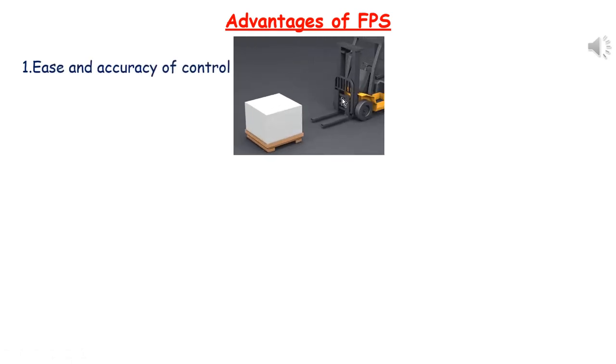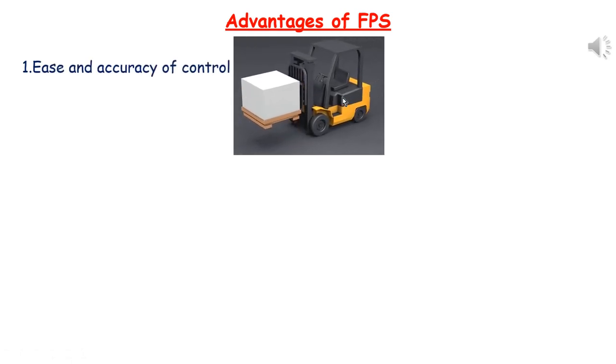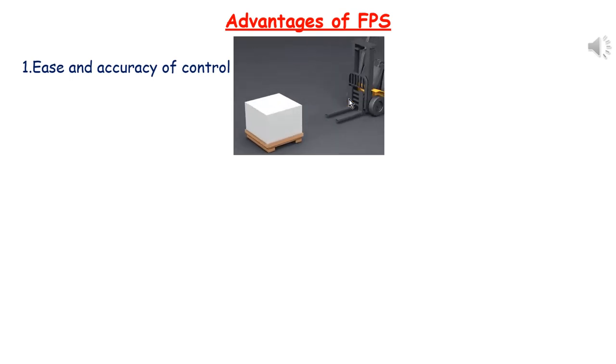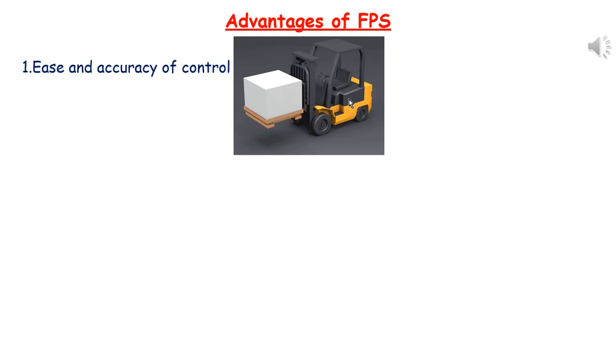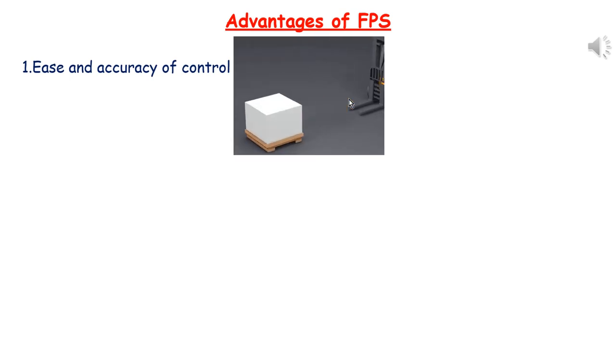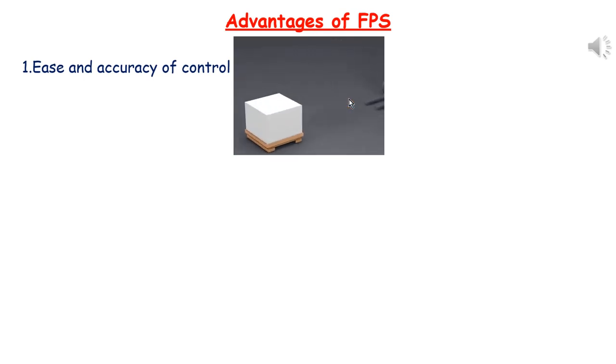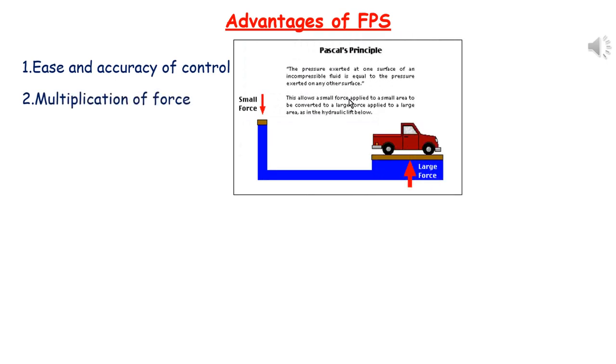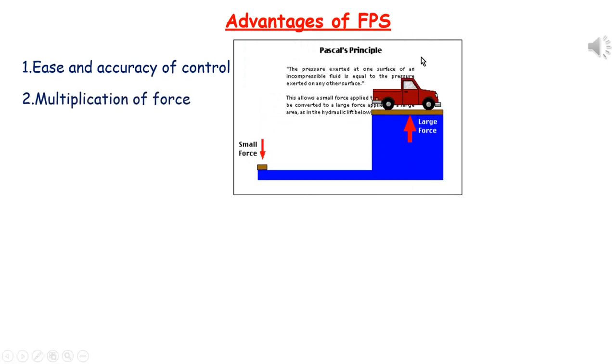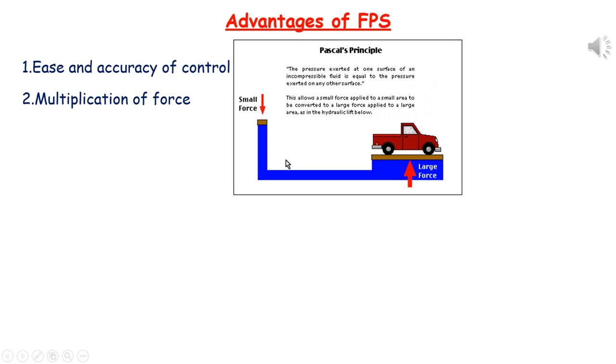Next, we'll go through advantages, disadvantages, and applications of fluid power system. First, advantages of fluid power system. First one, ease and accuracy of control. Fluid power systems use simple levers or buttons in order to control the speed, start and stop of fluid power system. Second, multiplication of force. By using the principle of Pascal's law, small force at inlet produces large force at outlet.